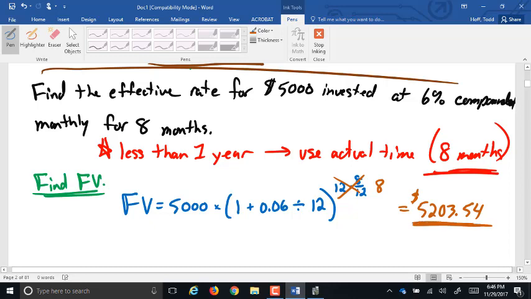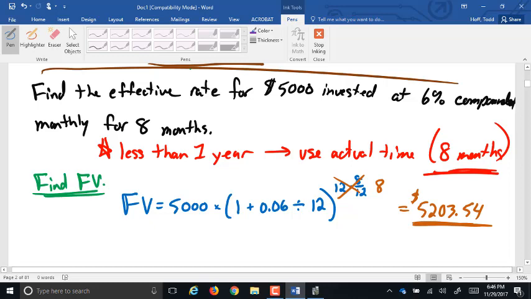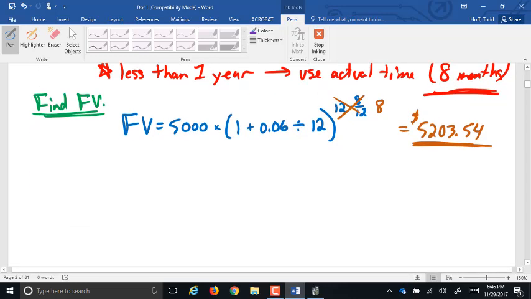Now we'll pause. Is everybody able to get to that number? Any questions on how we got to that number? Okay. Yes, on the test, I have it figured out both ways, formula and table. 5203.54. That's the result so far. We haven't got to the answer yet. So that's the future value. That would be step 1.